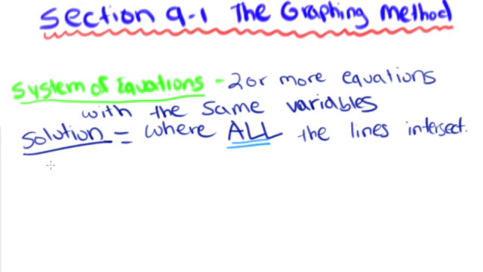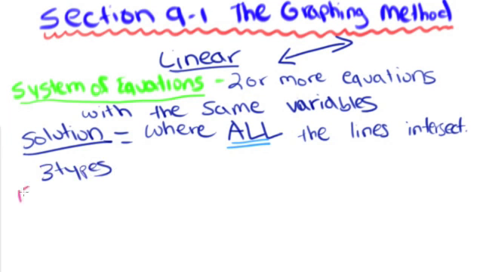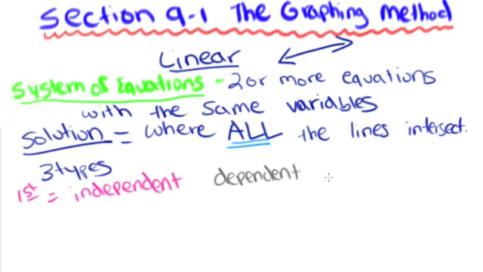So there are three types of systems of linear equations. We're going to be studying linear systems of equations, which means equations that make a line, so it's where a bunch of lines intersect. The first type is the independent system. The second type is the dependent system. And the third type is the inconsistent system.